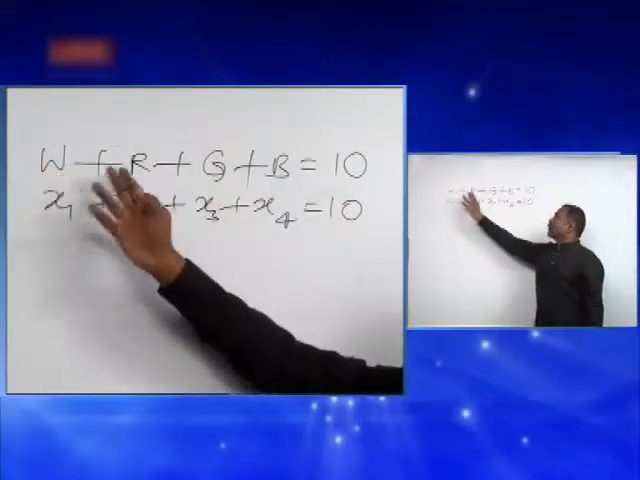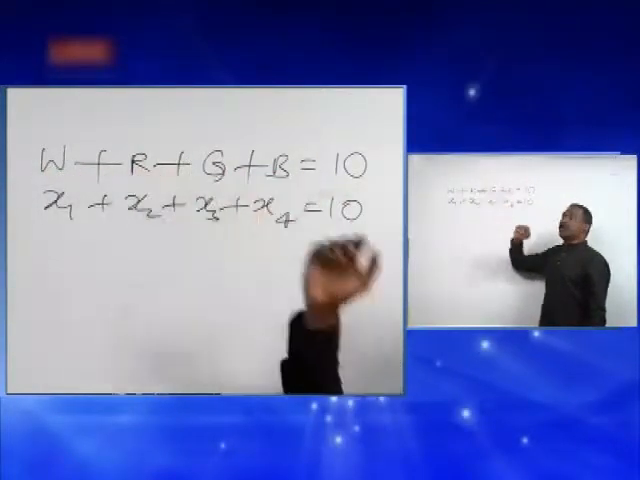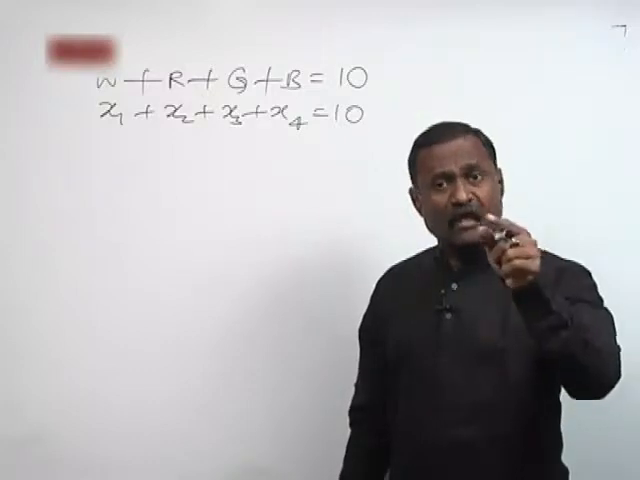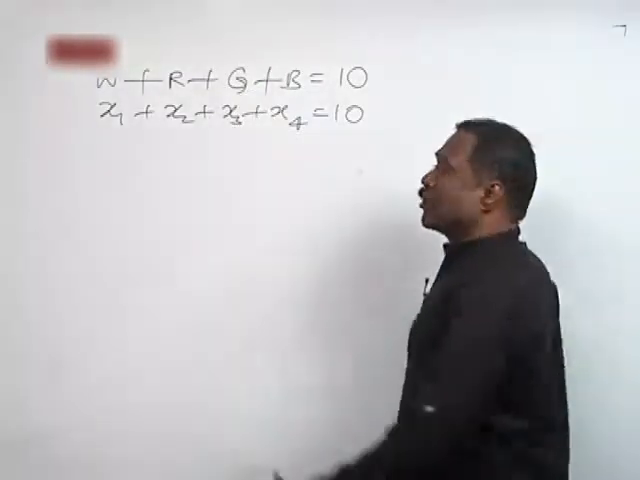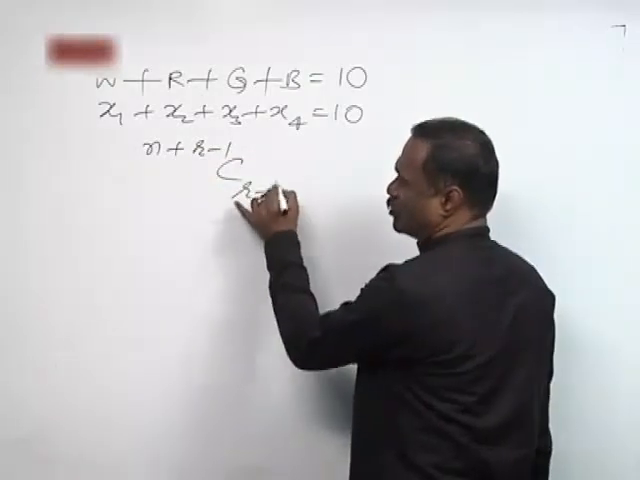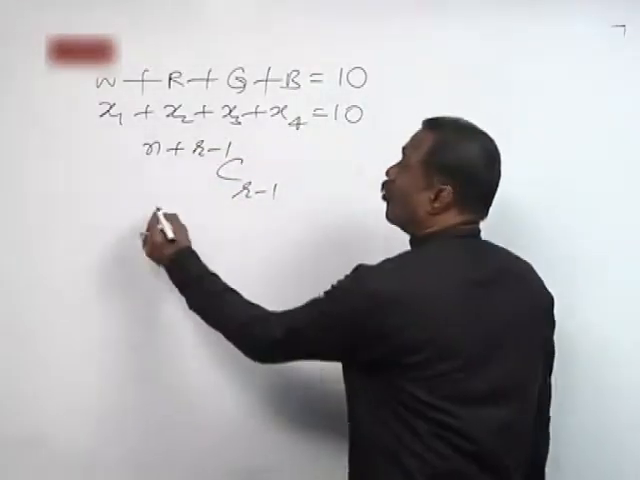If you take 8 white balls and 1 red ball, 1 green ball, then this will be 0. That means the zero solution is also included. That's what I mean to say here. I want to make you understand that the zero solution is also included. Zero solution also included means it is nothing but n plus r minus 1 C r minus 1. Understand that, please.